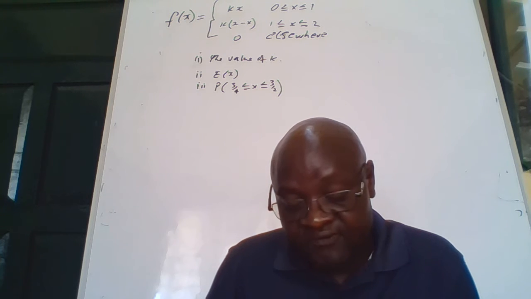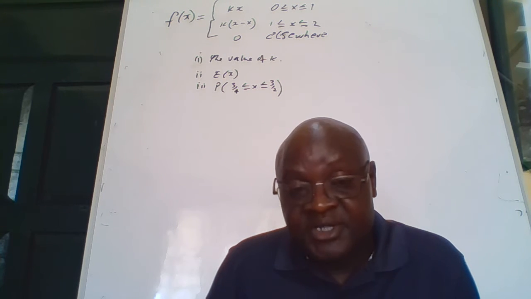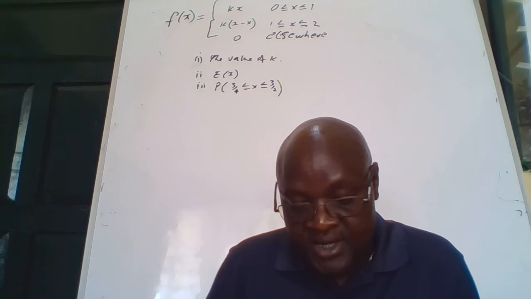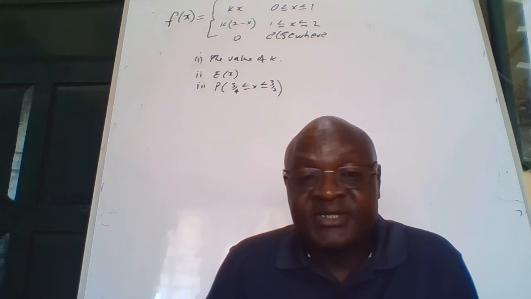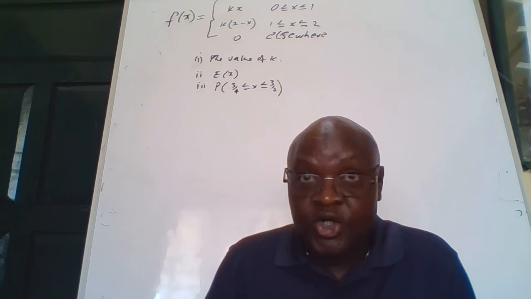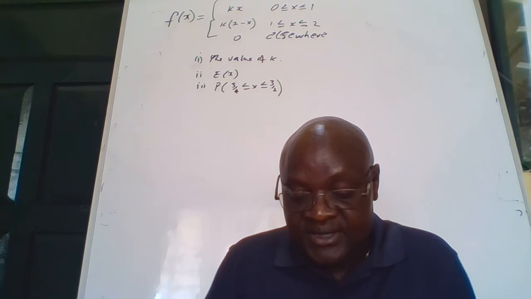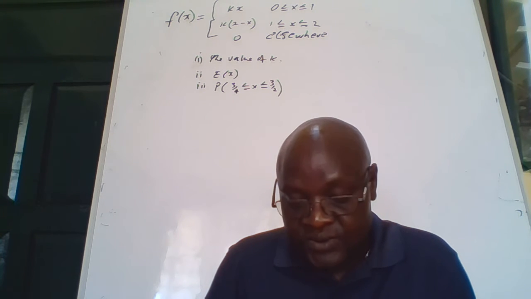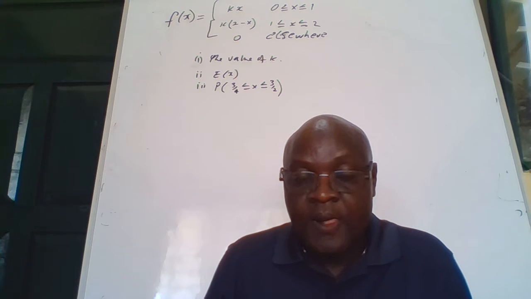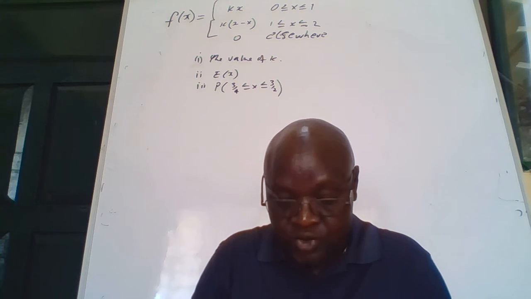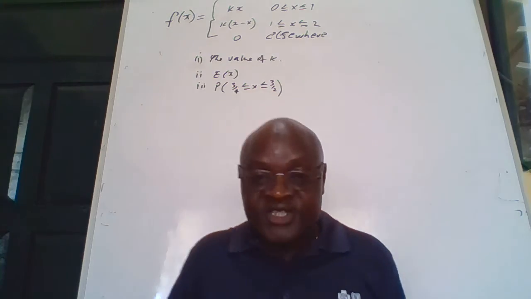Now, using the given information, they want us to determine, Roman 1, the value of k, then Roman 2, the mean, and then Roman 3, the probability that x is greater or equal to 3 over 4 and x is less or equal to 3 over 2. Let's see how we can solve this.